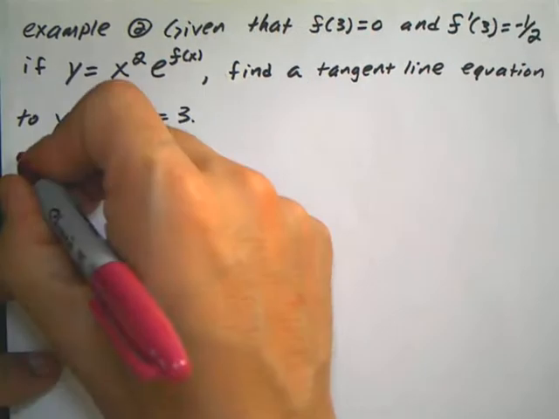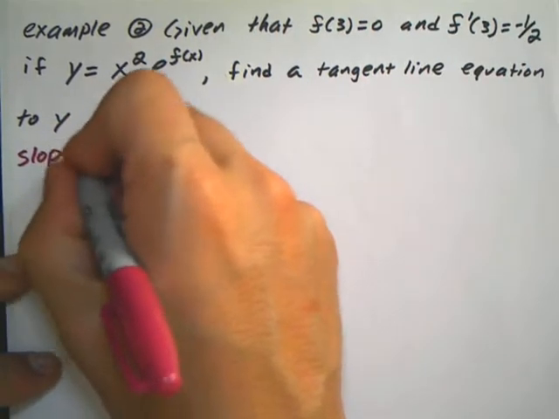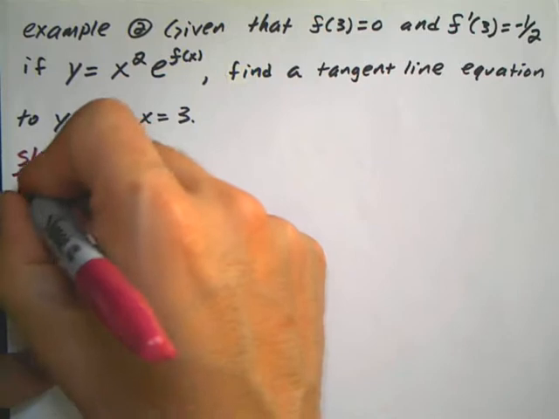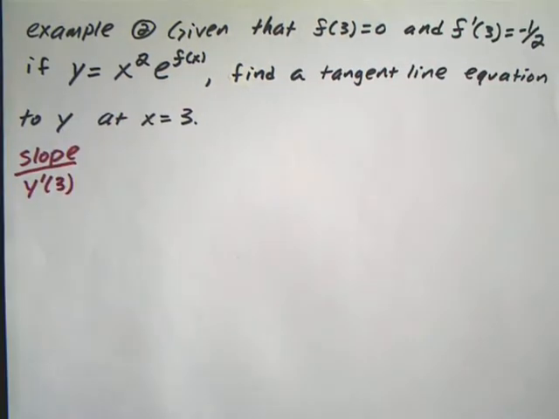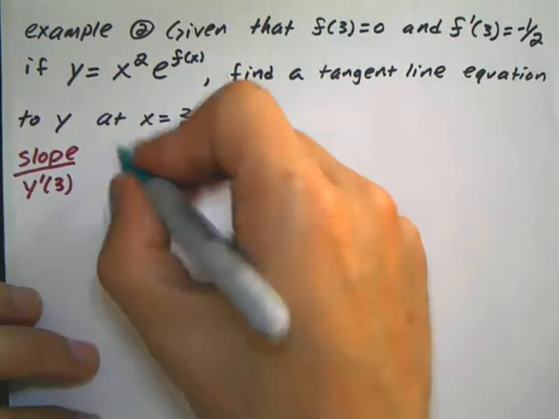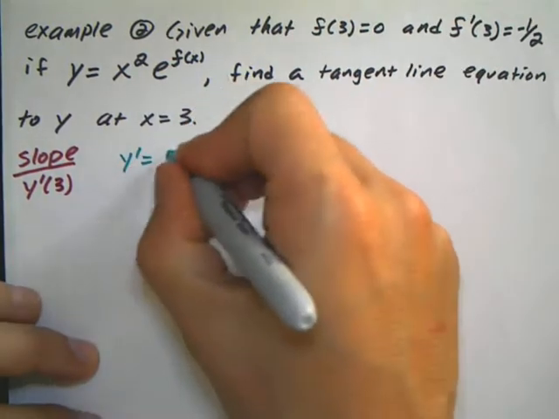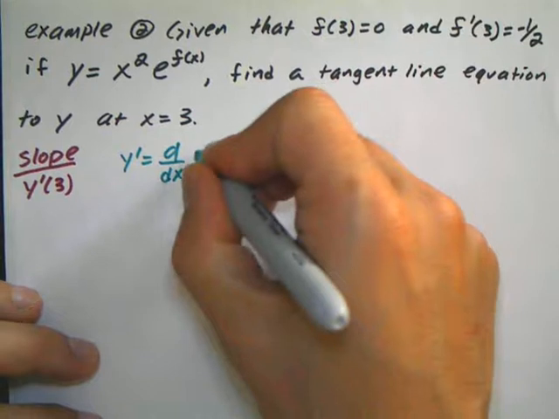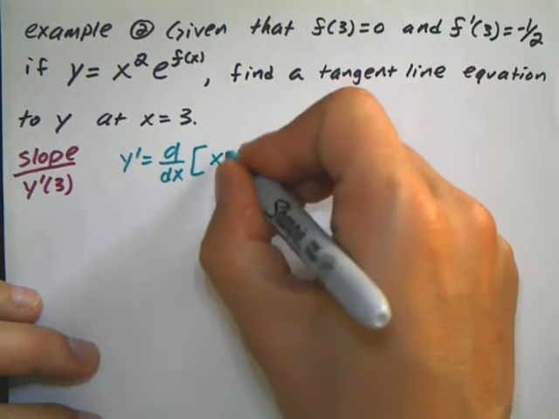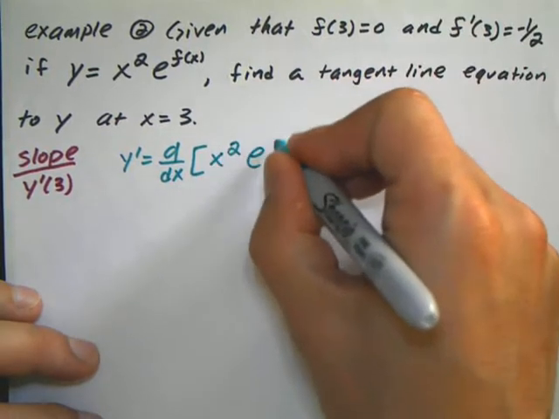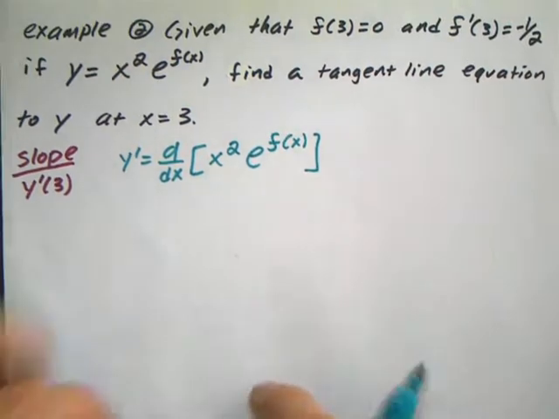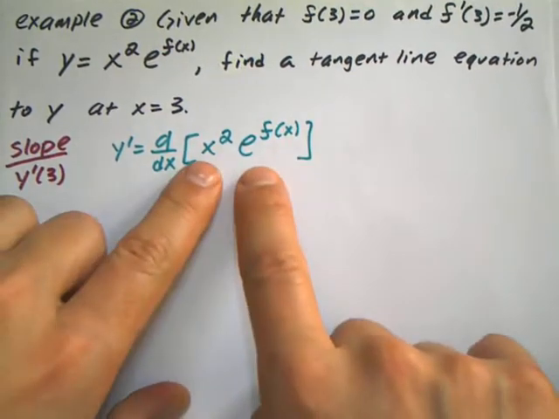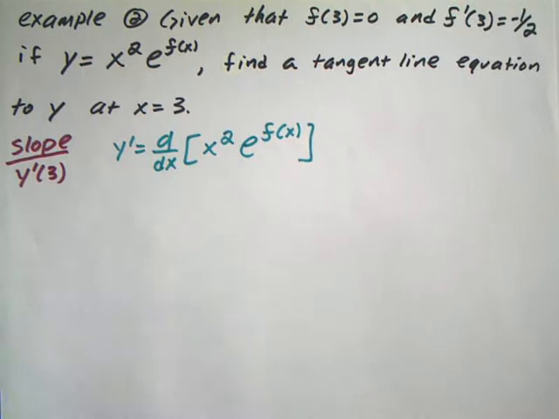So the very first thing I have to do is find the slope. And the way I find the slope is I evaluate my derivative at 3. And in order to find my derivative, it's going to be the derivative of x squared e to the f of x. Now I have a product, so I have to use the product rule to find this derivative.